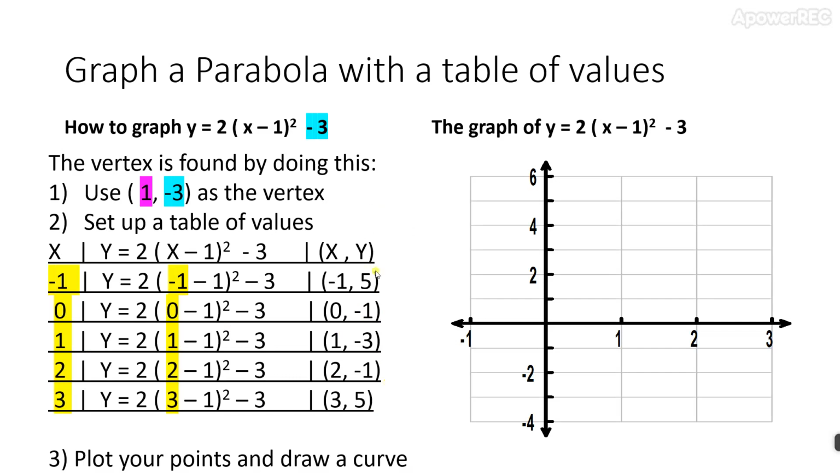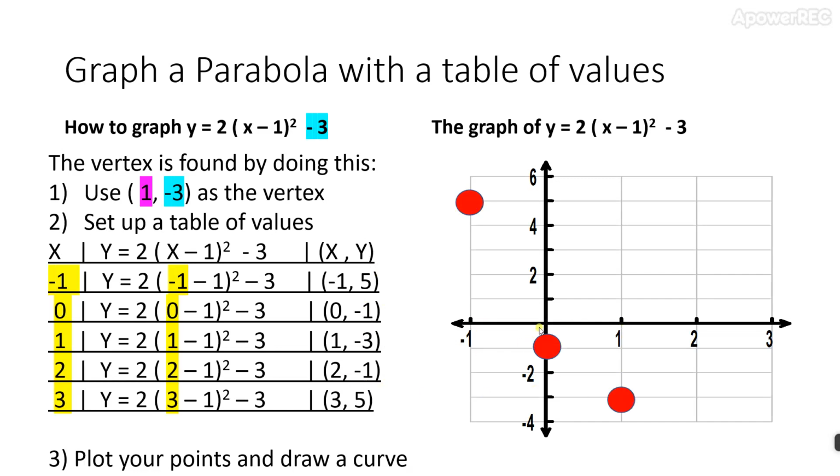So to do this, we start with negative 1 comma 5. Just follow the arrow, 1 left, 5 up. 0, negative 1 at the origin, go down 1. 1 comma negative 3 at the origin, 1 right, 3 down.